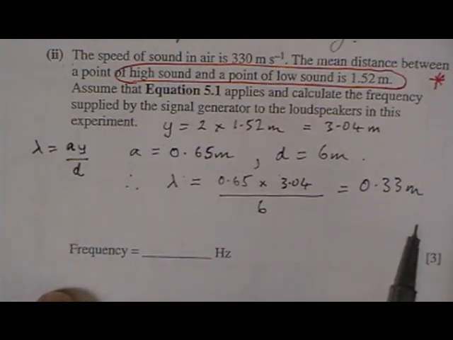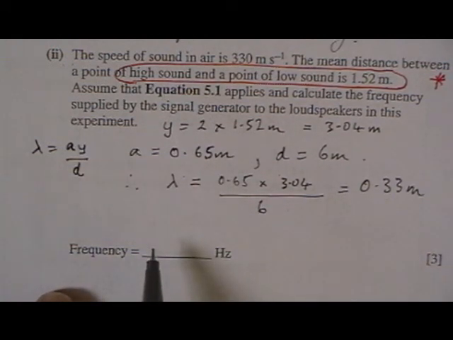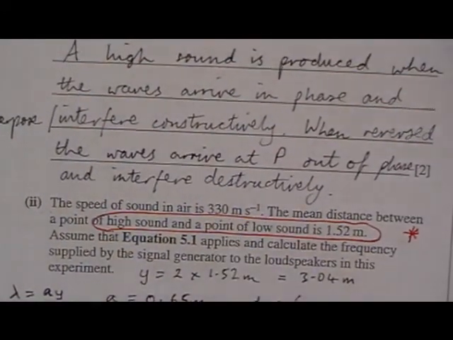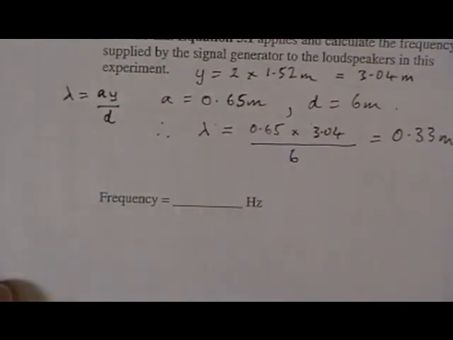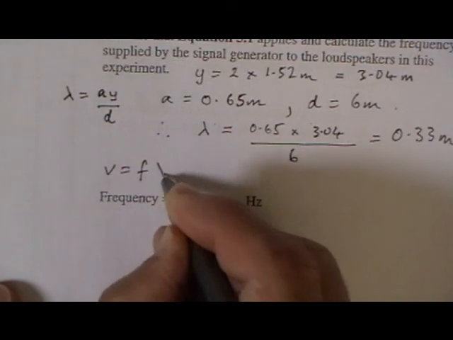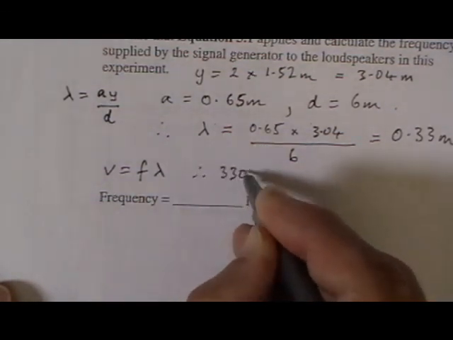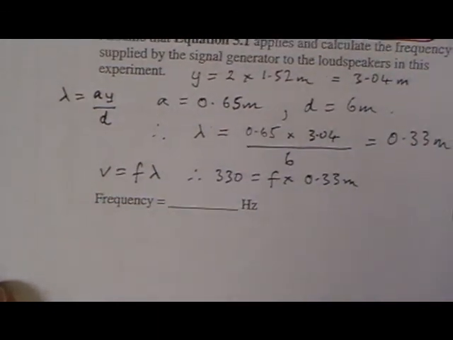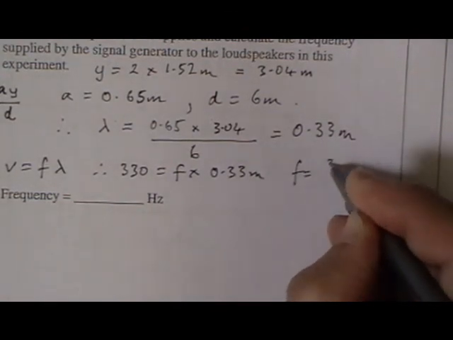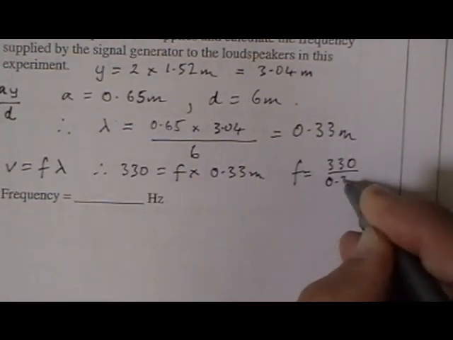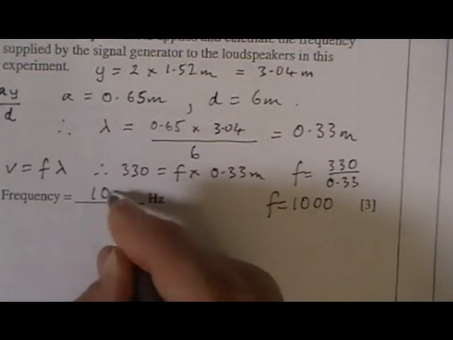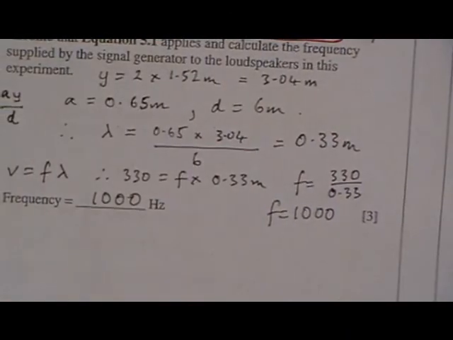Now that's only part of the calculation because we've just worked out the wavelength. We're actually looking for the frequency, and again if we go back up into the question, we were given the speed of sound is 330, and so that brings into play the use of the wave equation. v equals f lambda, therefore 330 is equal to f times 0.33 meters, which gives us f equal to 330 divided by 0.33, and that turns out that f is equal to 1000 hertz. And that's the end of that question.